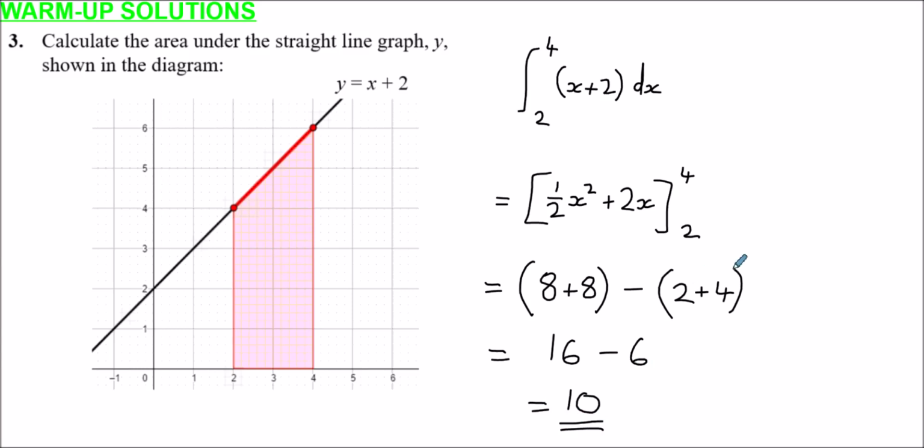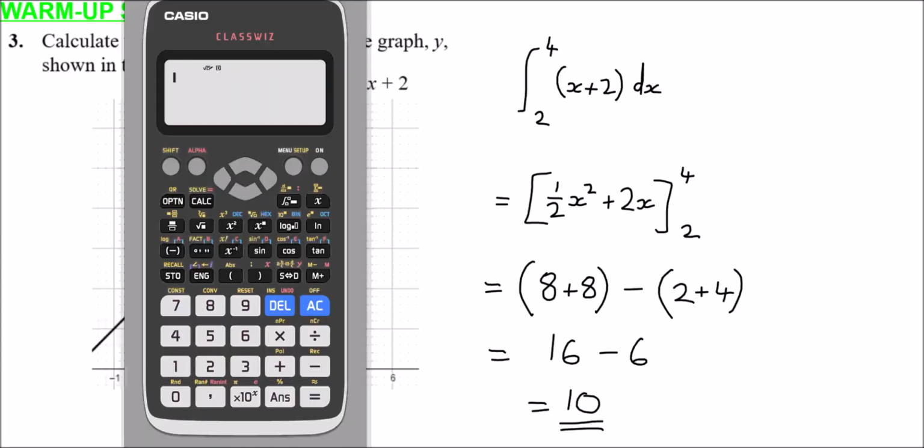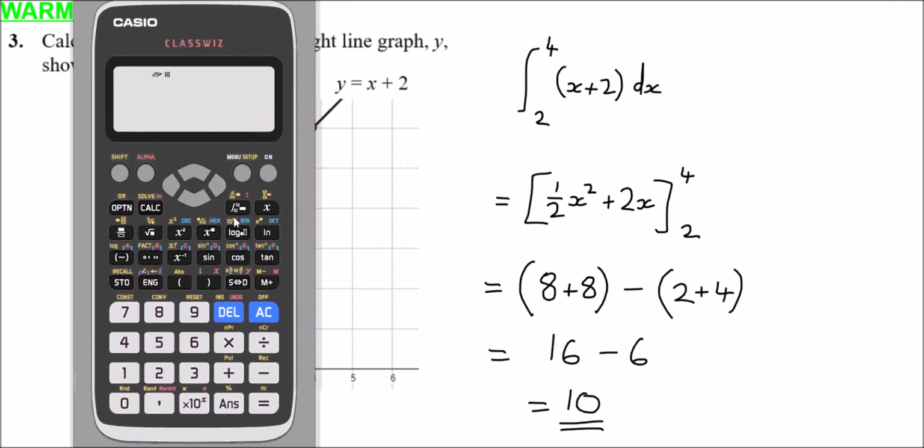So you're probably asking, okay, Mr. Bailey, how do you integrate using a calculator? How can I get the ClassWiz to do the hard work for me? Okay, well, I'll show you. Okay, so what we do here is we can press this integral button here. In this bit, we put in our function of x. So our function in our case is x plus 2. To get the x, we're going to press alpha and then the bracket, then plus 2.